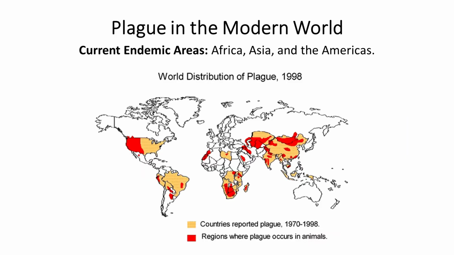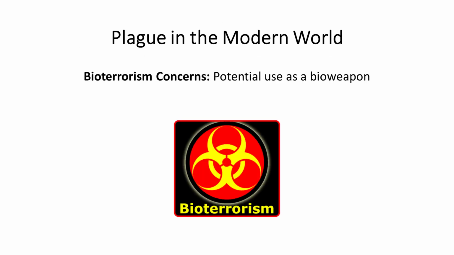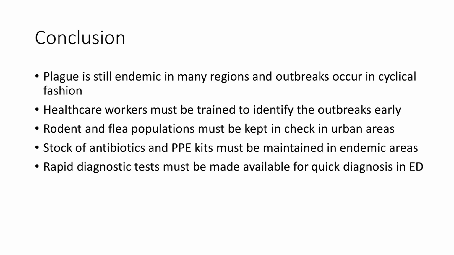This map shows the current endemic areas in the modern world that include Africa, Asia, and the Americas. Plague remains a potential bioterrorism concern because of its potential to be used as a bioweapon. To conclude, plague is still endemic in many regions and outbreaks occur in cyclical fashion.